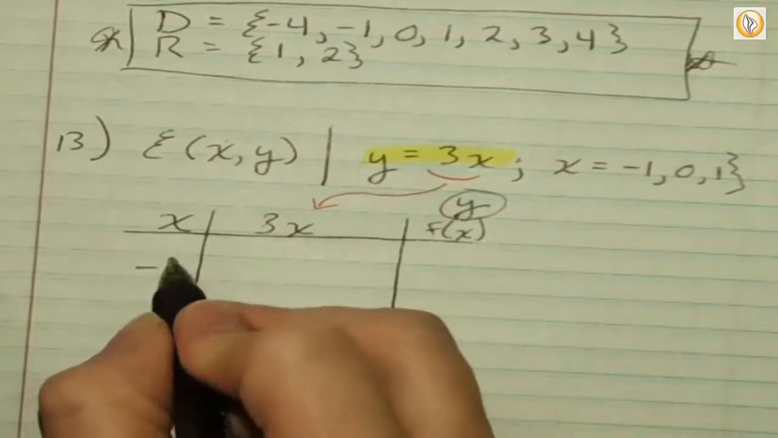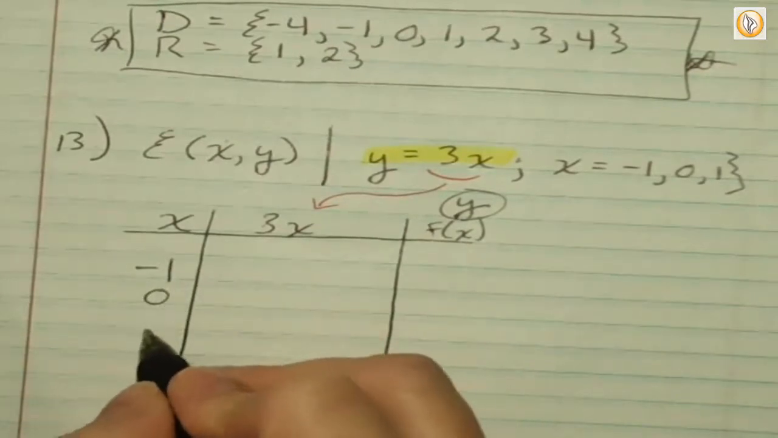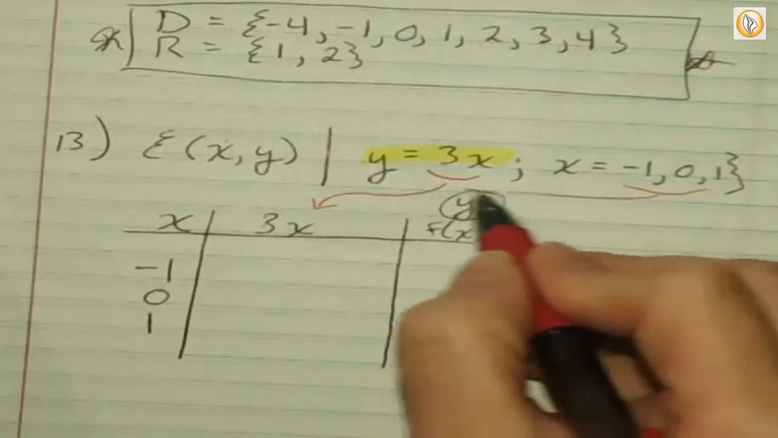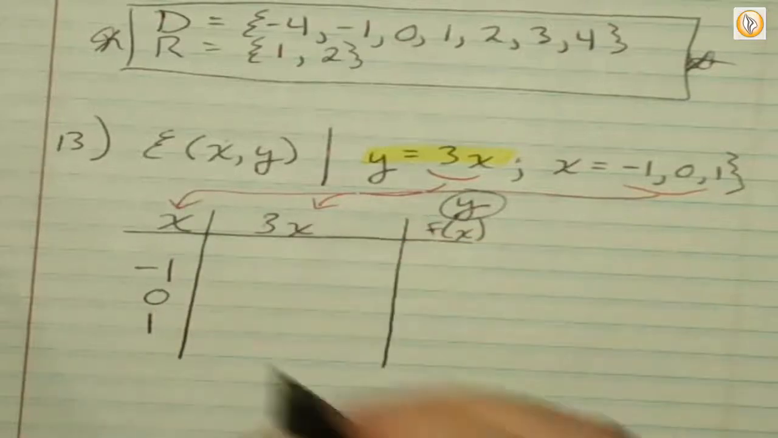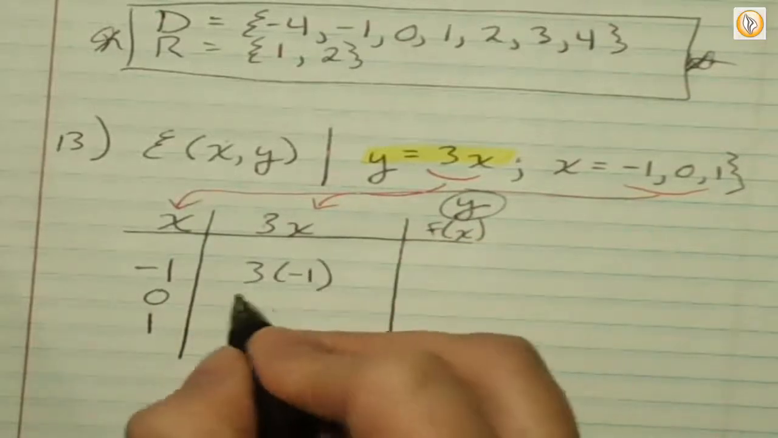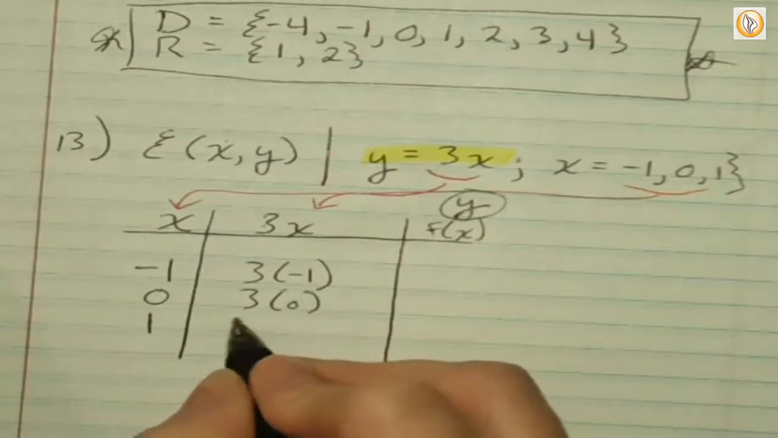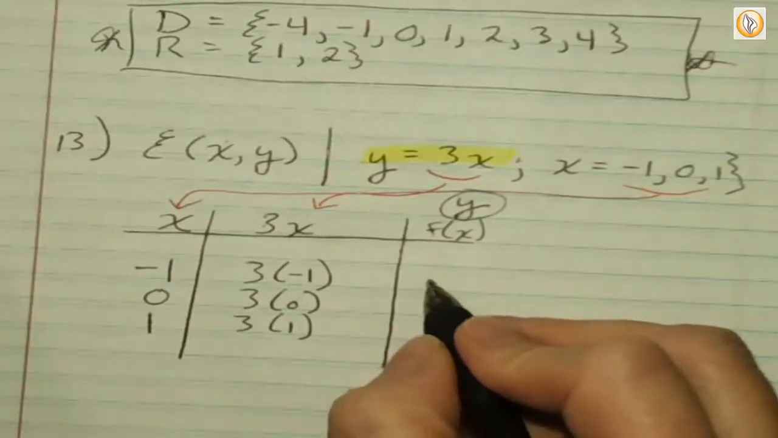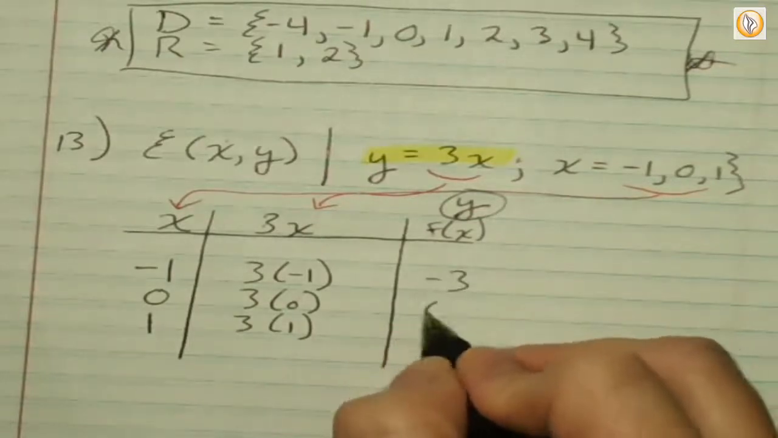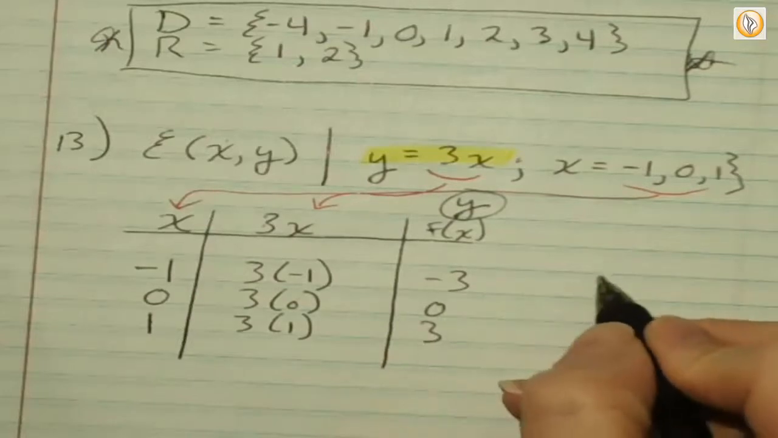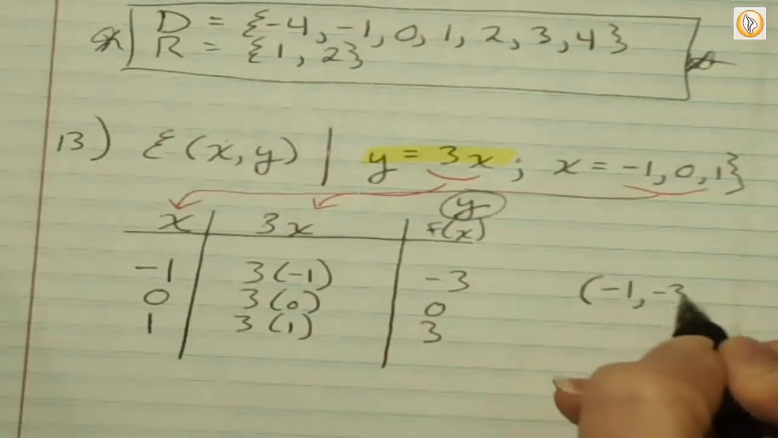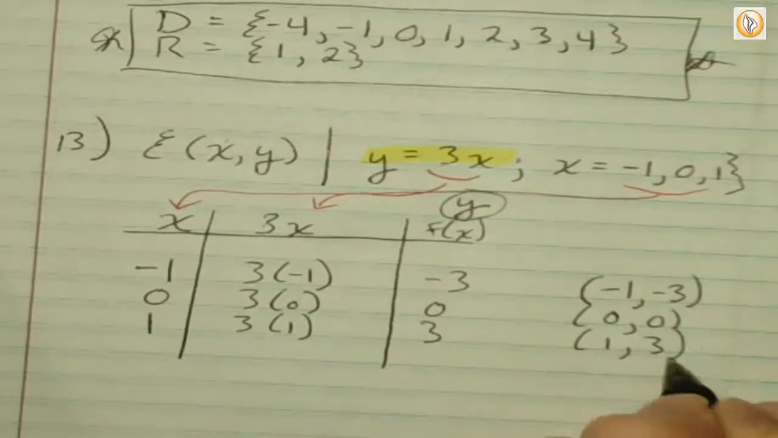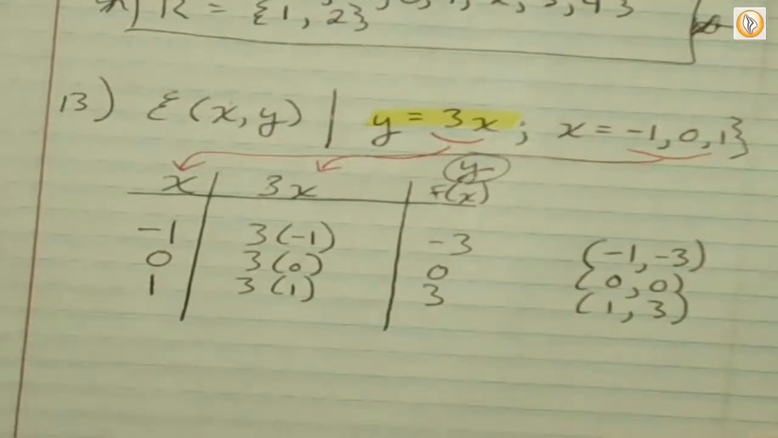So my x's that they gave me are -1, 0, and 1. So here's all my x's. So it's 3 times -1, 3 times 0, and 3 times 1. And Valeria, what's my y? -3, 0, and 3. So then you write your ordered pairs off to the side: -1, -3, 0, 0, and then 1 and 3. Yes.